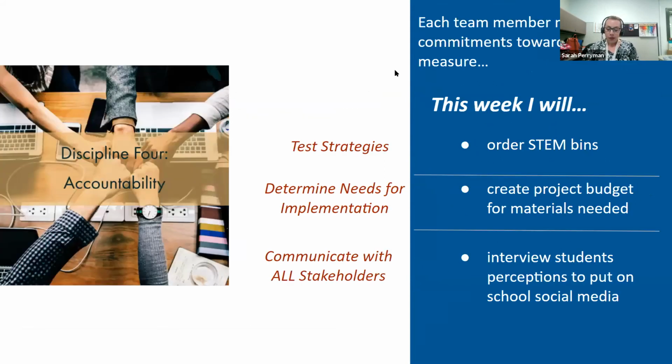An example of what that might look like would be looking at these 3 examples that we had. If you want to keep with that STEM example for testing your strategies, you might say that this week I'm going to be ordering bins. If you're working with determining needs for implementation, you might say today, to move us toward our goal, I'm going to create a project budget for the materials that we need. Or if your goal is to communicate with all of those stakeholders, this week, you might be interviewing students to gather their perceptions on school social media.